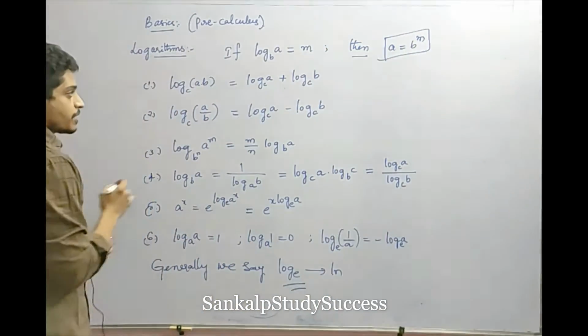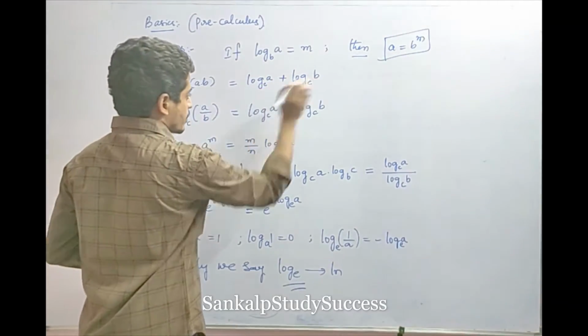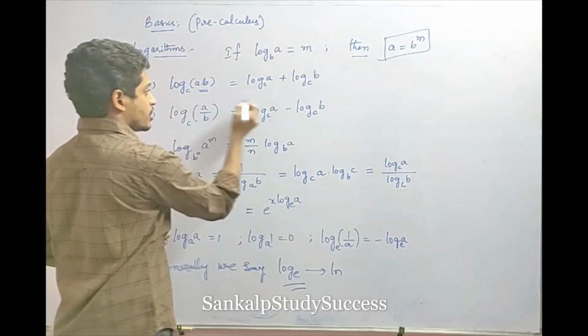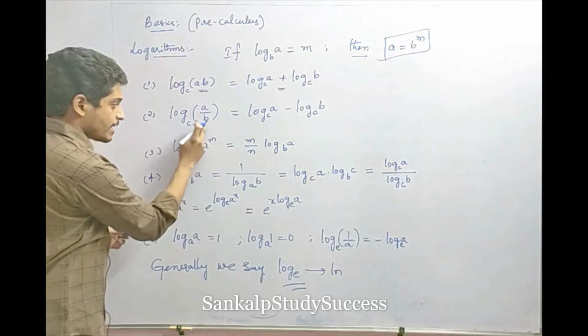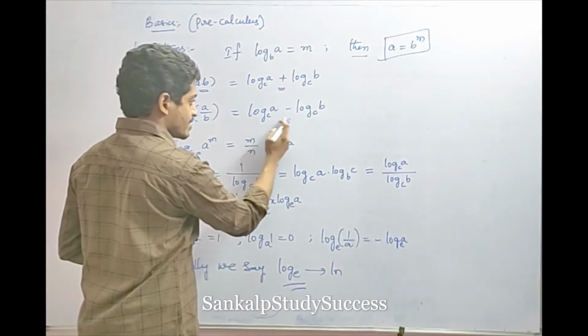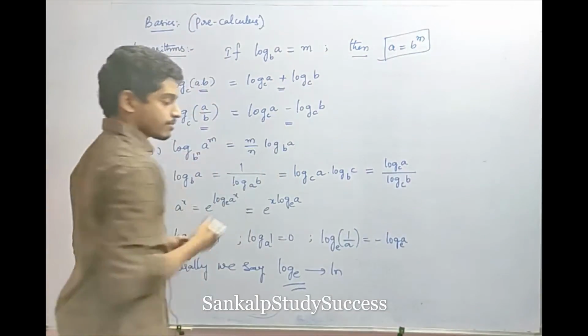Next, the first property: log ab to the base c is equal to log a to the base c plus log b to the base c. There is a multiplication here, there is an addition here. Okay, friends? Log a by b to the base c equals log a to the base c minus log b to the base c. There is a division here, there is a subtraction here.